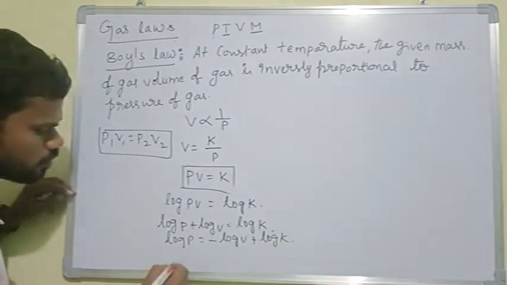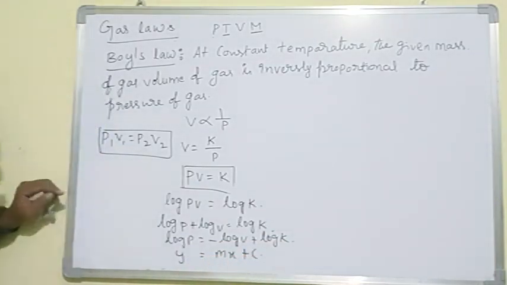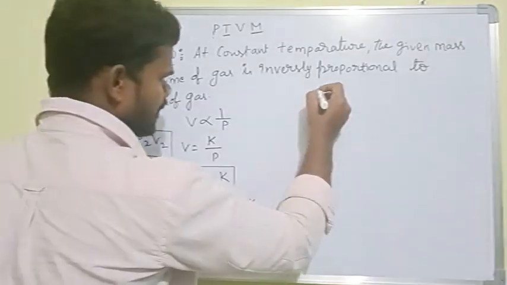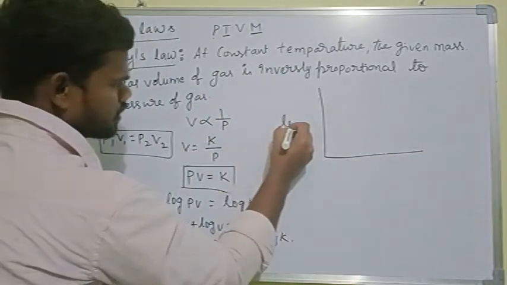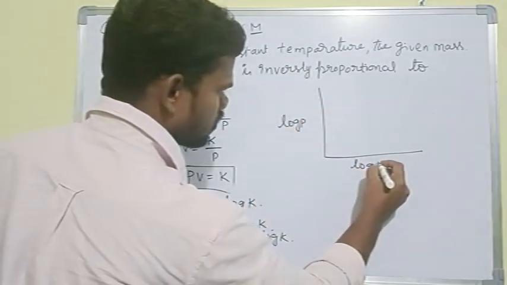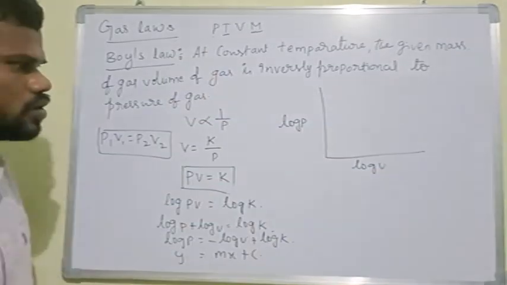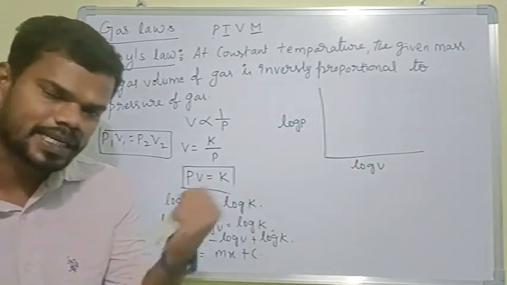Log K, which resembles y equals mx plus c. So y equals mx plus c means you get a straight line. So in that, log P versus log V, right? Generally, y equals mx plus c means we will get a straight line.